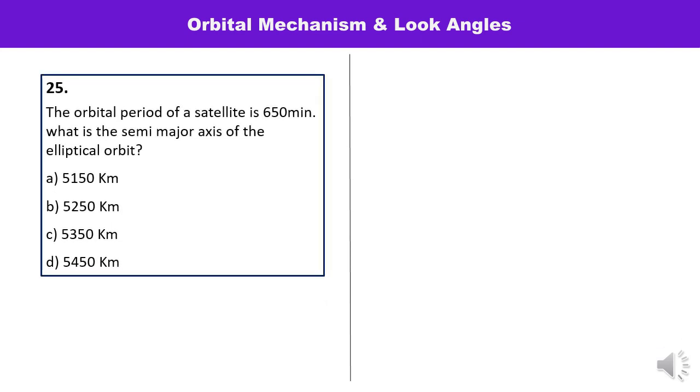Next question is, the orbital period of the satellite is given, which is 650 minutes. Means T is given, T is 650 minute. What is the semi-major axis of the elliptical orbit? It means you have to calculate A. You know the relationship between T and A.